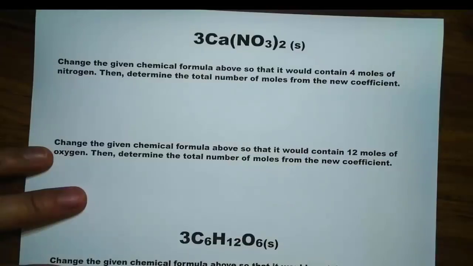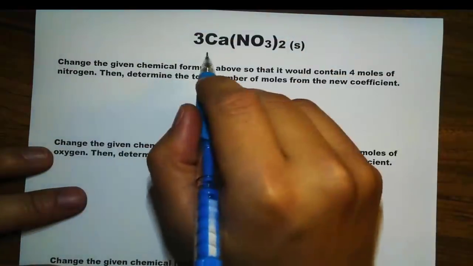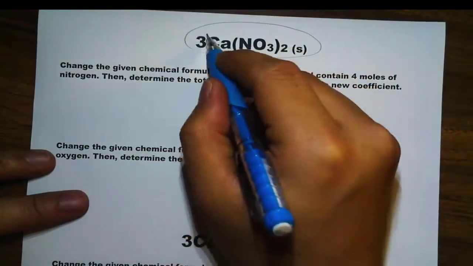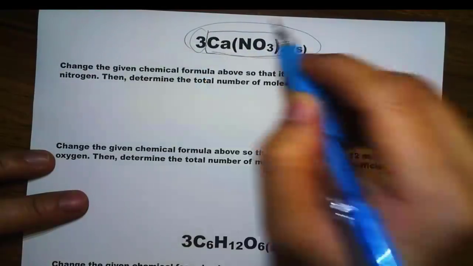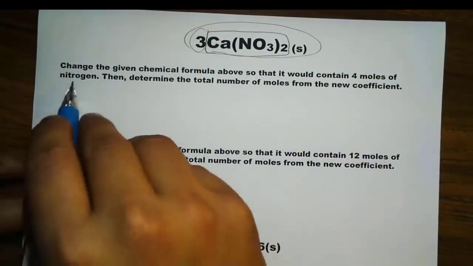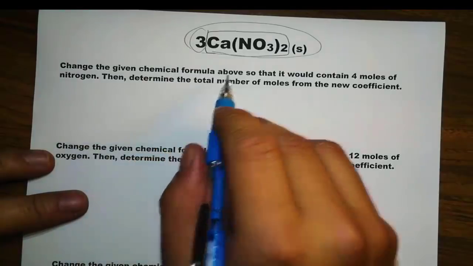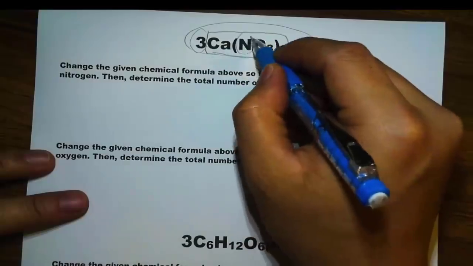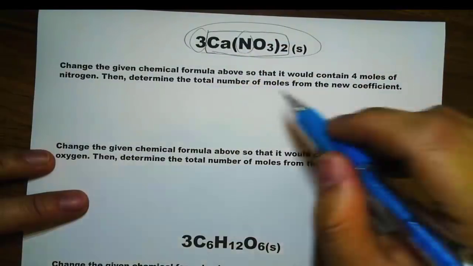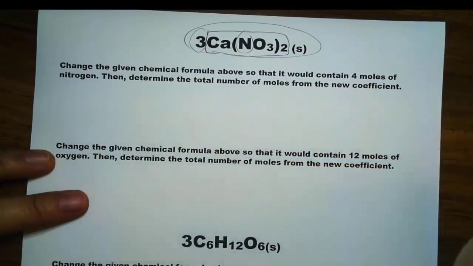Are you ready to try some more challenging problems? Here we have this chemical formula with the coefficient, but truly this is a chemical formula that represents the substance. So change the given chemical formula above so that it will contain 4 moles of nitrogen. So we focus on the nitrogen, okay? Then determine the total number of moles from the new coefficient.